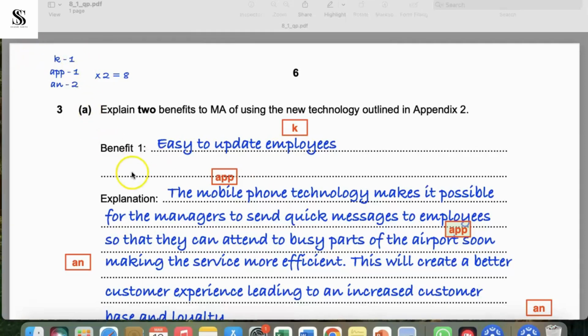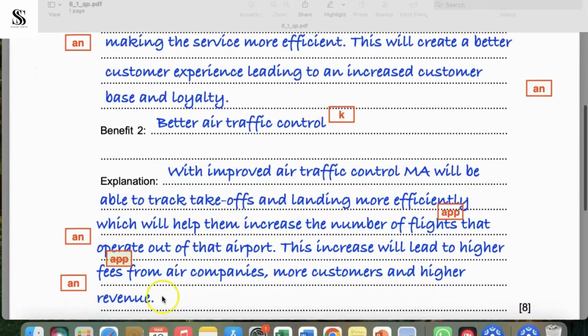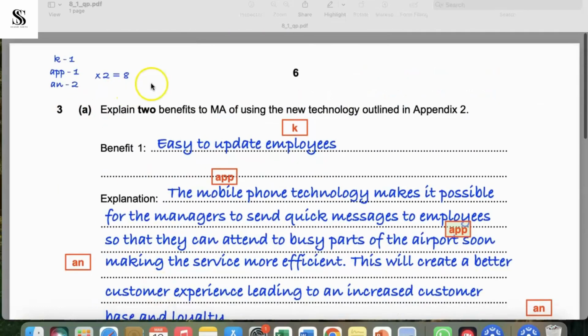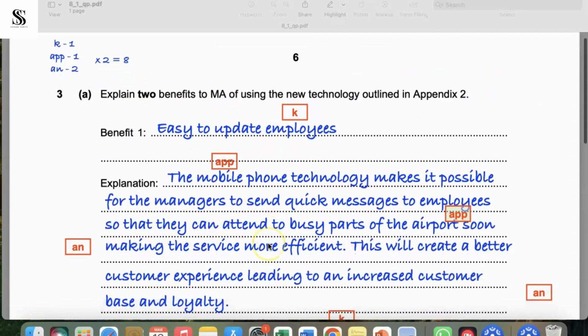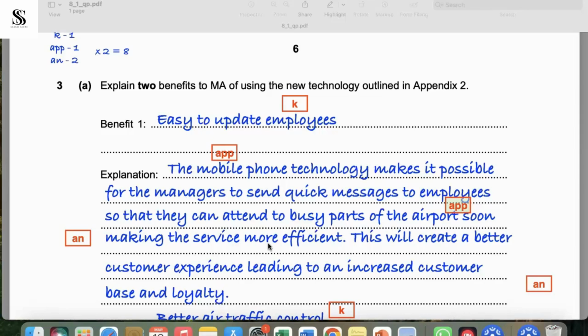If you look here, each point, that's benefit 1 for example in this case, would fetch 1 mark for identifying the correct benefit, 1 mark for knowledge, 1 mark for application, a correct reference to the case study, and 2 marks for analysis. That means you need 2 analysis statements per point here. So doing this over in the same manner for the second point would fetch you 8 marks. All right, let's see how to go about this now.